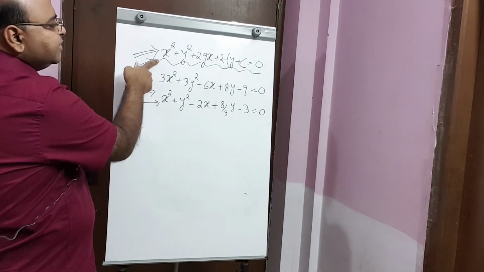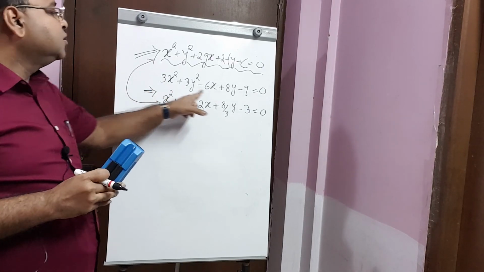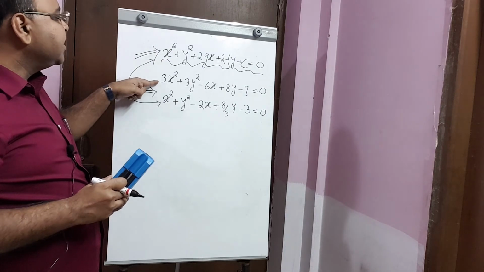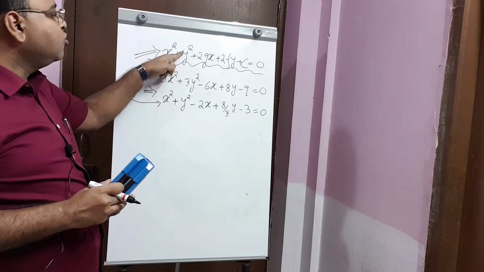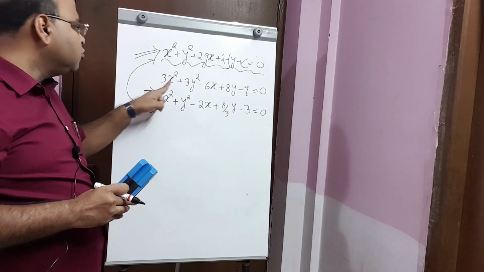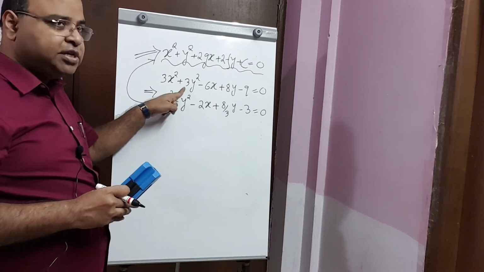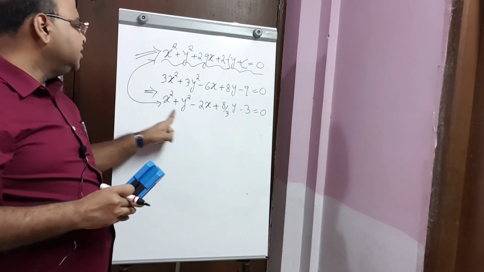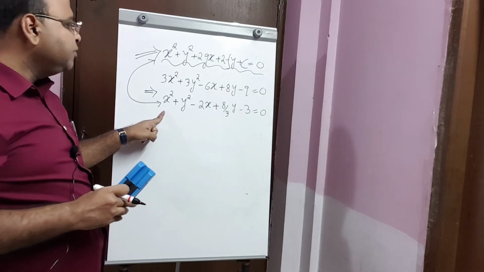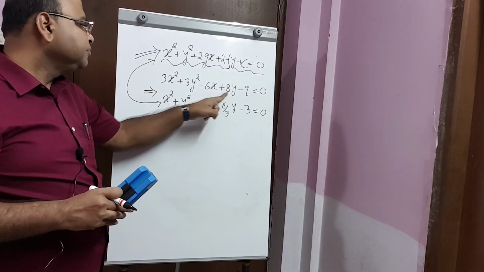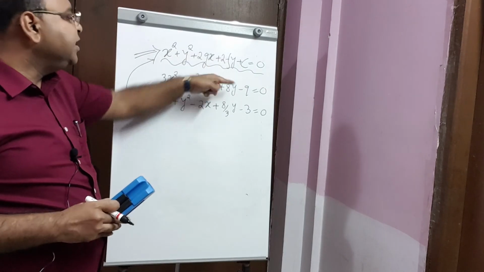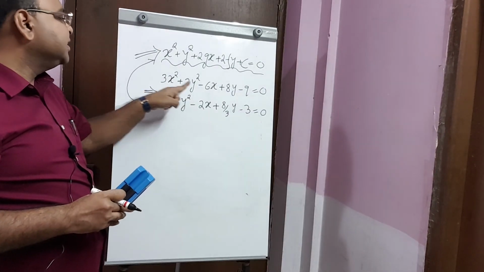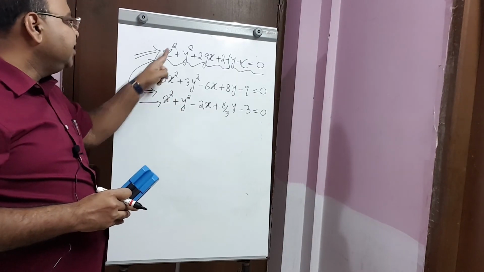So now, we cannot compare this equation with the general equation directly, because as you can see, 3x square cannot be equal to x square, 3y square cannot be equal to y square. So unless we make the coefficients of x square and y square unity, we cannot proceed to find g, f and c. You should remember this one. Students in most cases make mistakes here, that they directly compare the x term and y term from this equation only. But unless you reduce the coefficients of x square and y square to unity, we cannot proceed to find g, f and c.